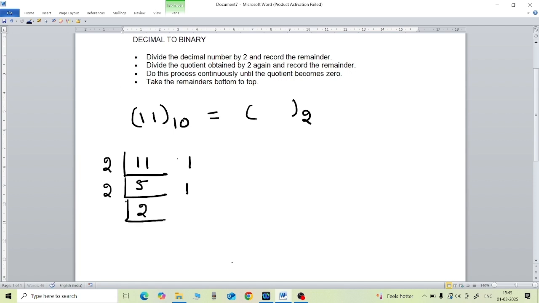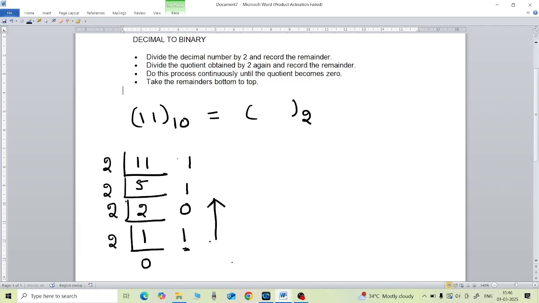Then continue this procedure. Divide 2 by 2, so we know it will go once, so the quotient is 1 and the remainder is 0. Again divided by 2, it will go 0 times and the remainder is 1. Now we have the quotient as 0, so we can stop here and take the remainders bottom to top. So from 1 onwards we have the remainders. Take the remainders bottom to top.